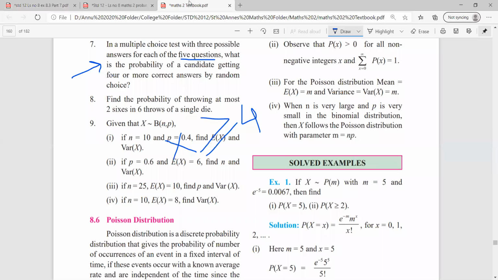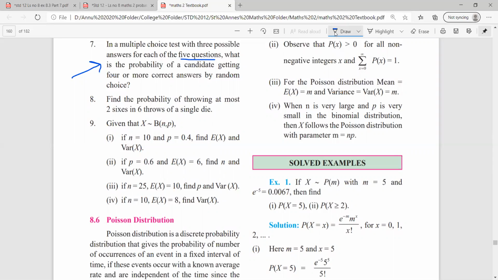So I hope the sum is clear to you, class. Okay. Finally, coming towards the last sum of this particular exercise and today's session. Find the probability of throwing at most 2 6s in 6 throws of a single die.